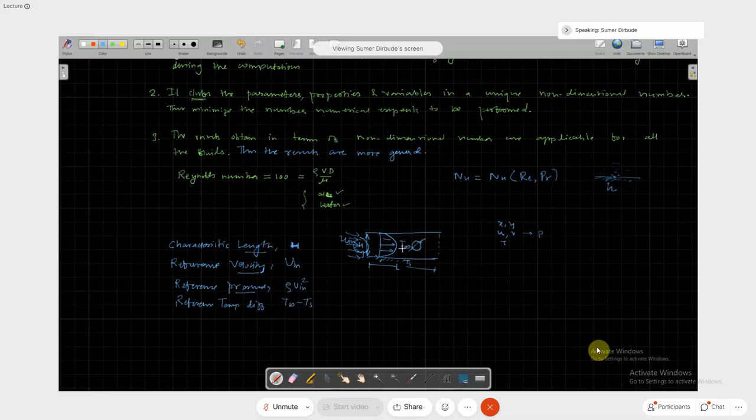So you have to be careful; you have to choose a proper temperature difference. We'll see what the different options can be. It need not always be T infinity minus Ts. It can be Tf minus Ts. It depends upon the problem. You have to identify what my scaling can be.